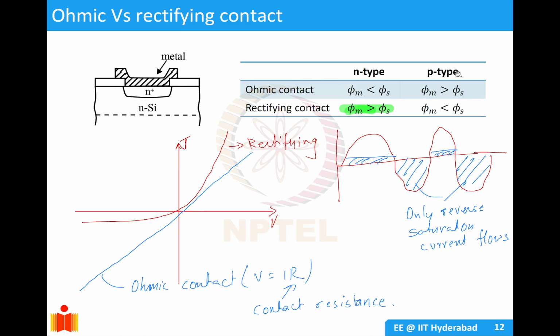Similarly, if you have a p-type semiconductor and your phi m is greater than phi s, that is, the metal Fermi level is below the semiconductor Fermi level, you will have an ohmic contact. And if phi m is less than phi s, which is metal Fermi level is above the Fermi level of the p-type semiconductor, you will have a rectifying contact.